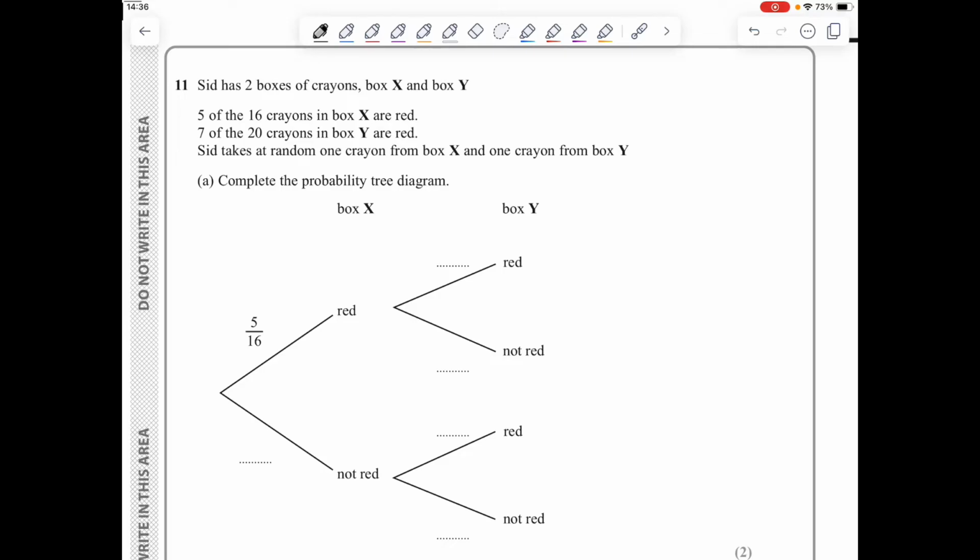For part A of question 11, I need to complete the missing probabilities. Now, obviously, these two need to add up to 1. So the bottom one is 11 over 16. Now, for the other one, I'm picking from box Y. There are 7 red. So 7 over 20 is the red, same as the branch below. And as I said before, I need the complementary probability. That's 13 out of 20. So they add up to 1.